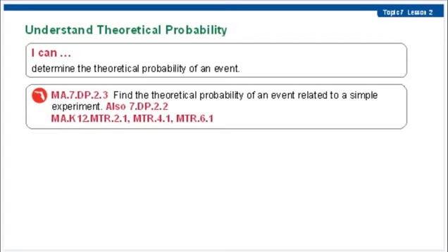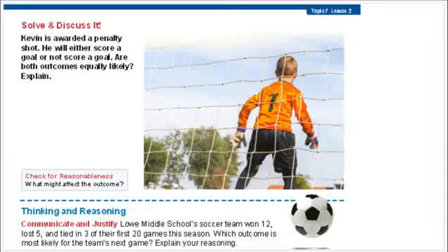Topic 7, Lesson 2. Understand theoretical probability. I can determine the theoretical probability of an event. Today's Florida Standard is MA.7.DP.2.3. Find the theoretical probability of an event related to a simple experiment. Let's get moving.